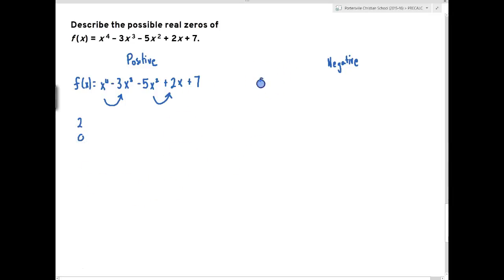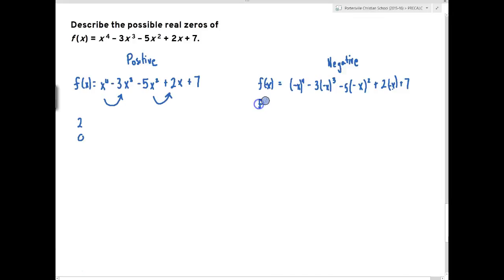If we look at f of negative x, so I'm putting negative x into my function, that's going to give me negative x to the fourth minus 3 times negative x to the third minus 5 times negative x squared plus 2 times negative x plus 7.